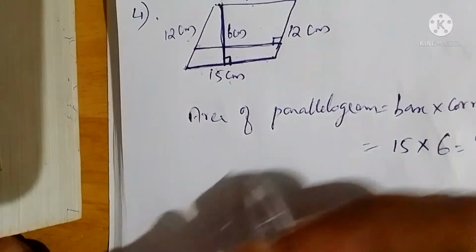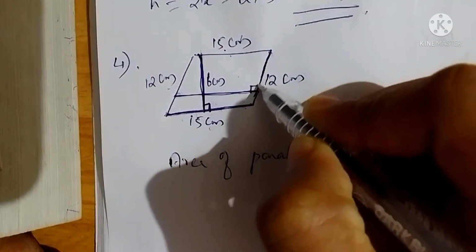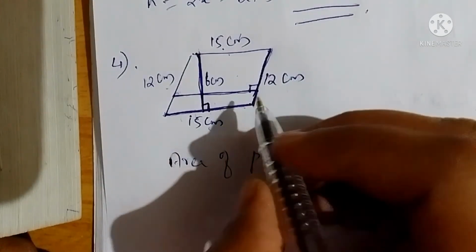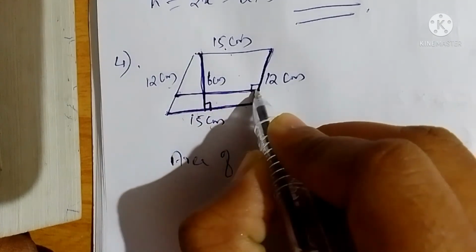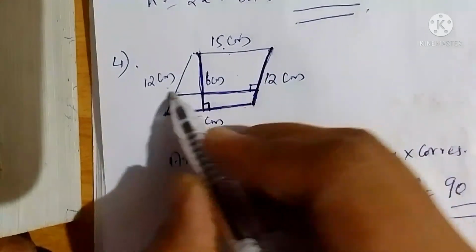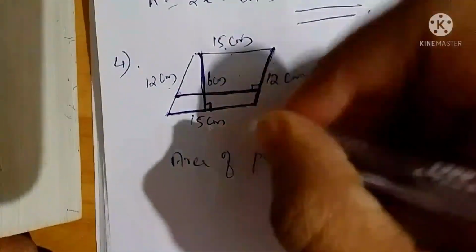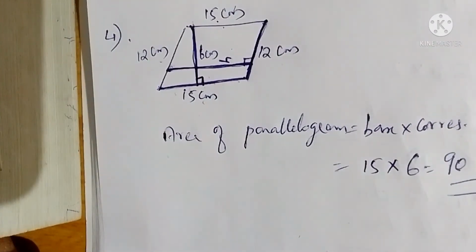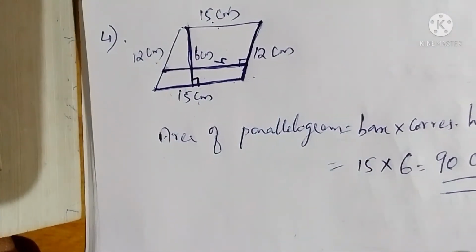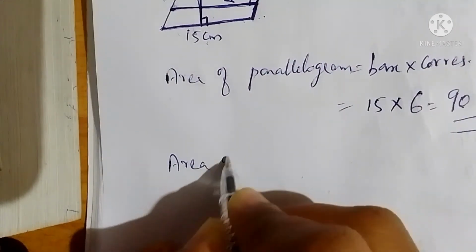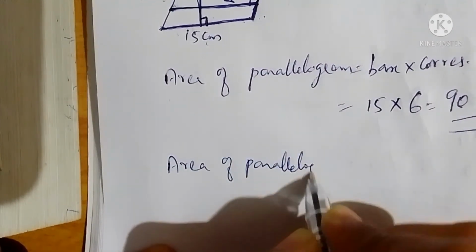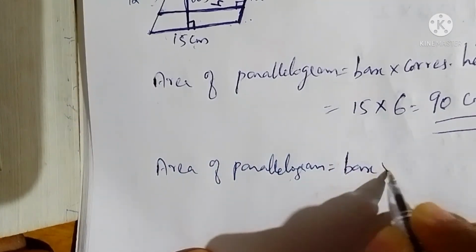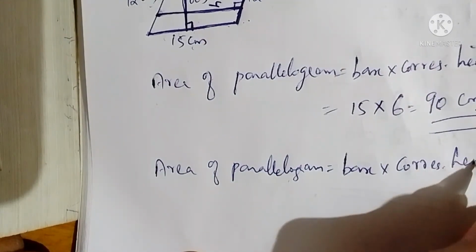Now the area of the parallelogram we can find like this also. If 12 centimeter is the base, then the corresponding height will be this line. Let us take it as h. The length of that line is not given, so let us take it as h. So the area of parallelogram equals 12 centimeter base into corresponding height. This is the formula.